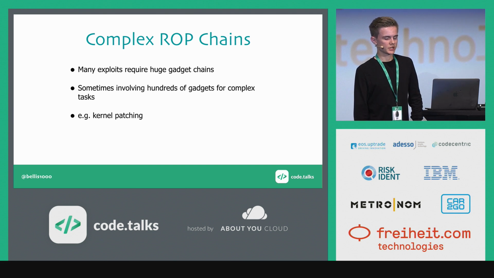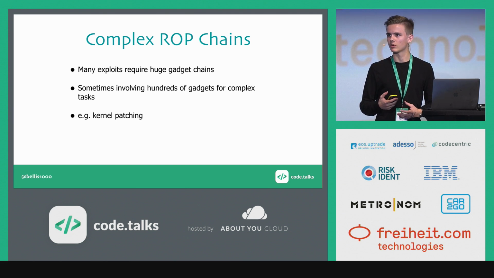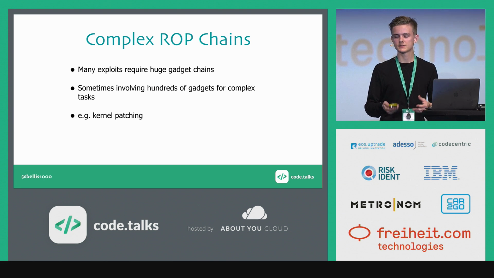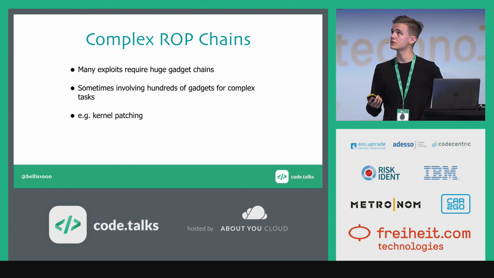So with complex ROP chains, in most exploits, or at least those used in weapons-grade malware and things, you're going to want to be doing a lot of stuff with your ROP chain. You're not just going to want to jump to one place. So you're going to need to use several hundreds of gadgets, maybe in some cases. With kernel patching, for example, it would take quite a few gadgets to be preparing patch values and addresses, and then jump into the patches each time. So you will need quite large ROP chains.